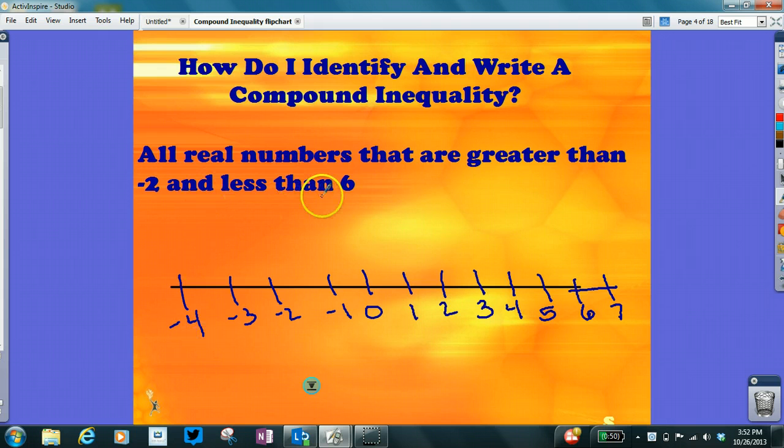Alright, so when I break this problem down, obviously the first thing I have to look at is all real numbers greater than -2. Well, I know on my -2, it doesn't include equal to -2, so I know I have to have my open circle. But the next part of that is it has to be less than 6. Again, there's no equal to, so I know my answer has to be somewhere in between -2 and 6. So essentially, it could be any of these real numbers.